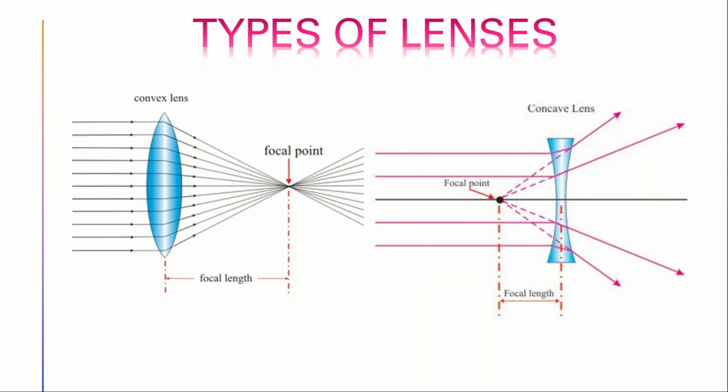There are two types of lenses. One is convex lens, which is also called converging, meaning the parallel rays of light after refraction meet at a single point. Therefore, the convex lens is said to be a converging lens. The second type is concave lens. Rays of light parallel to the principal axis after refraction appear to come from a single point. Therefore, it is called a diverging lens.